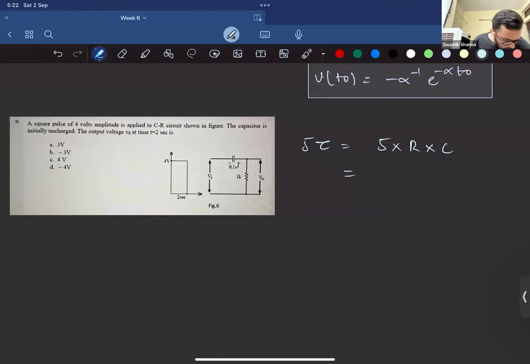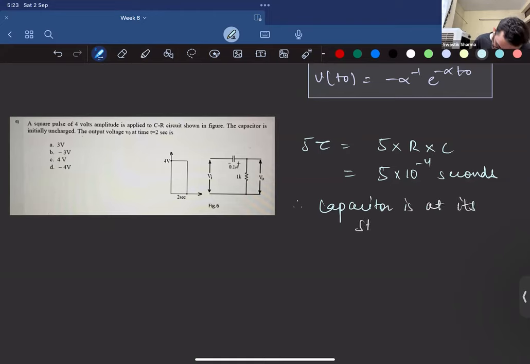So the value comes out to be 5 into 10 raised to the power minus 4 seconds. That means at t equals to 2 seconds, the capacitor would have reached its steady state. Am I correct? Therefore, the capacitor is at its steady state at t equals to 2 seconds. Right.